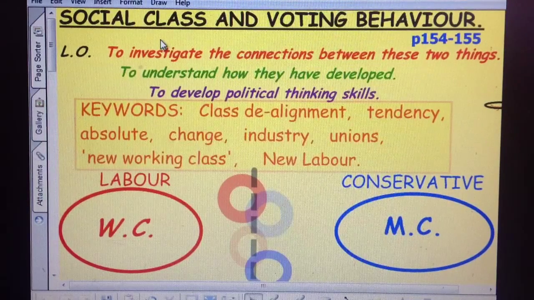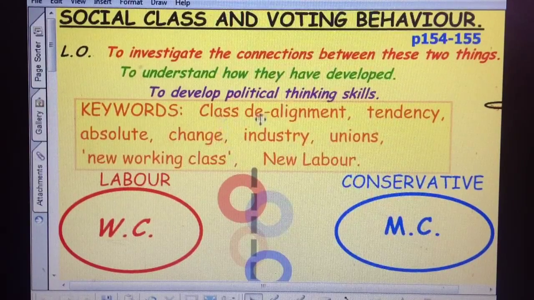Okay, our next lesson on politics and power is social class and voting behaviour, the connection between these two things. What social class you are, middle class, working class, and how you vote in elections. Hopefully, you are unsurprised to learn these two things are very closely connected. So we're going to investigate the connection between these two things, to understand how they have developed and changed, and develop our political thinking skills.